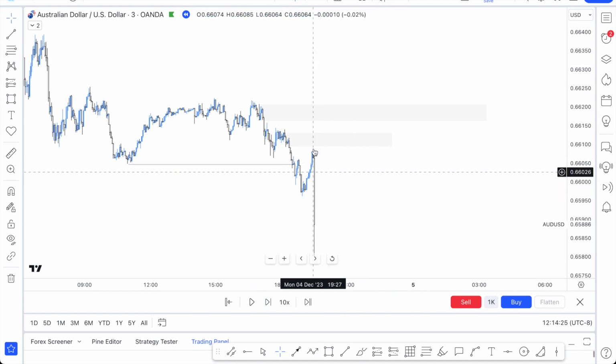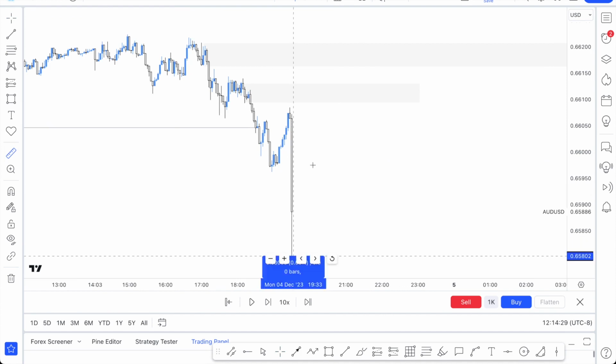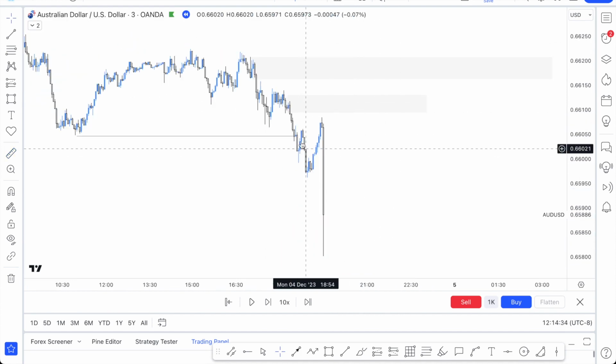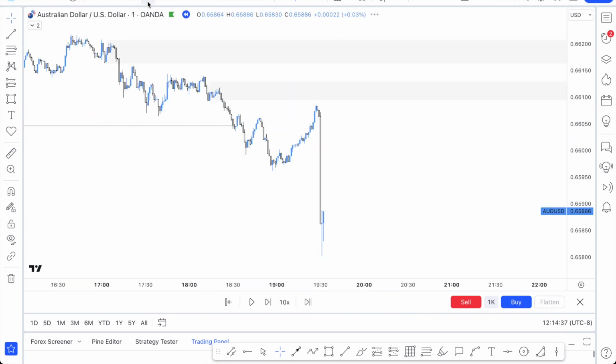So price just ran, right? This is a lot of pips here. Let's just look at this for a second. Right there, you can see that's 27 pips in one entire move, right? Rather than all these, this would have taken you quite a while. So something like this is very amazing.